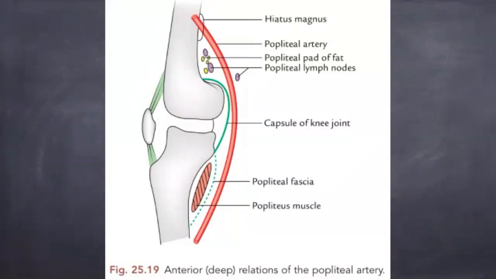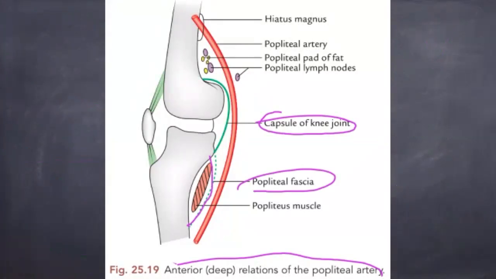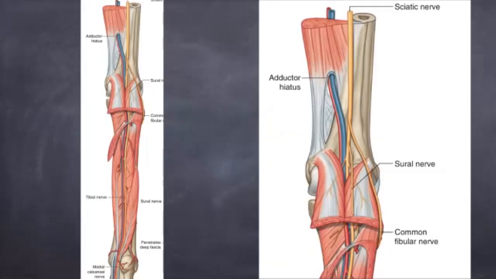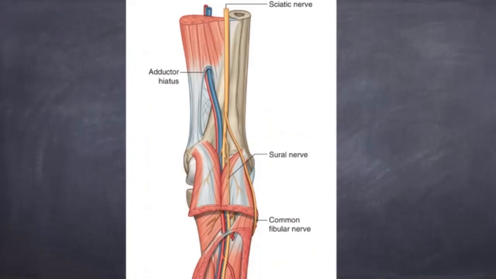You see, these are the anterior relations of the popliteal artery: capsule of the knee joint, popliteus fascia, right? Popliteal fat, lymph nodes, right? So this is the schematic diagram of the anterior relationships. You see, these are all the muscles we have already seen, right? Gastrocnemius, all those things. Fibular nerve, common fibular nerve. This is the tibial nerve.